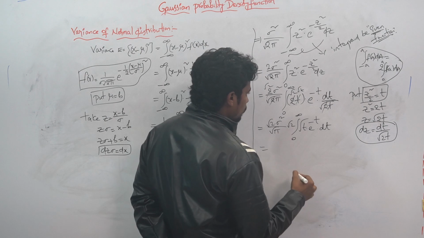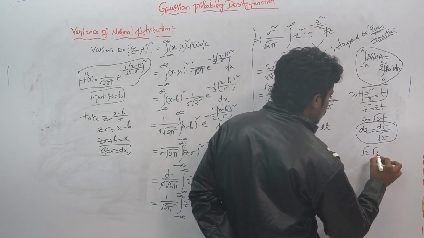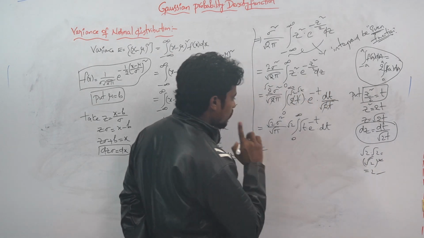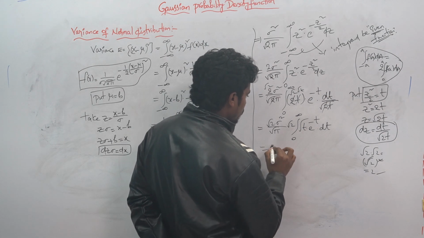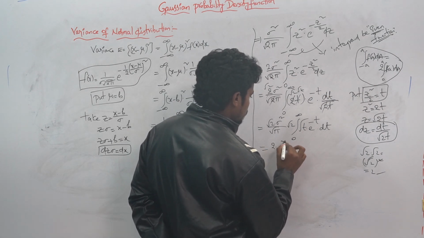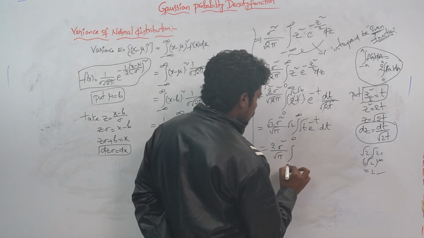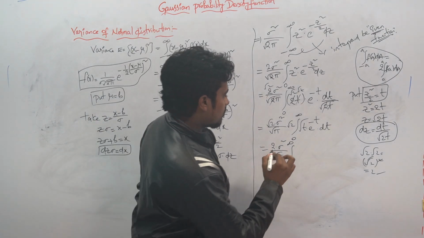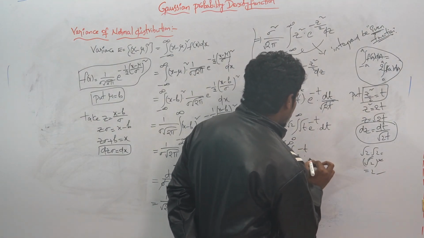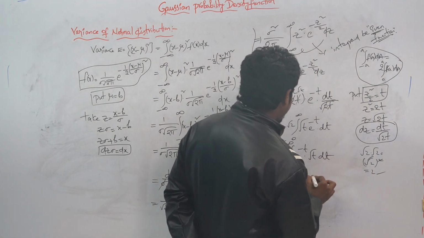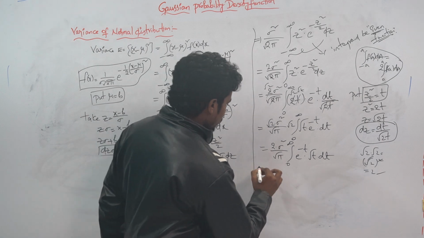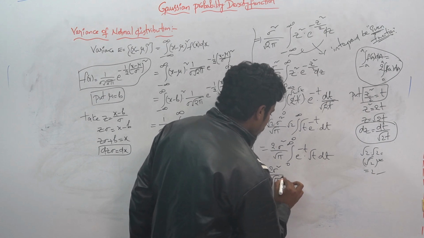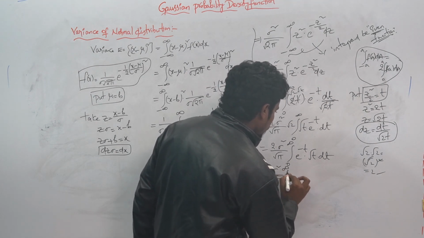And this root 2 into root 2 whole square, root 2 into root 2, that will be equal to root 2 whole square, square root cancel, you will get the answer as 2, right? This will become 2 into sigma square divided by root pi, integration from 0 to infinity of e power minus t into root t into dt.